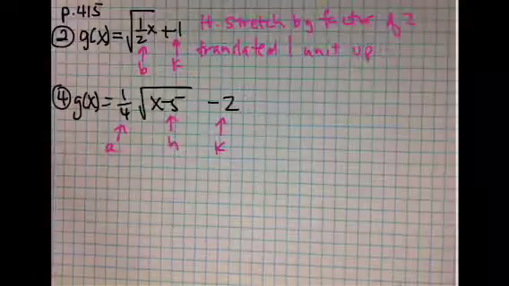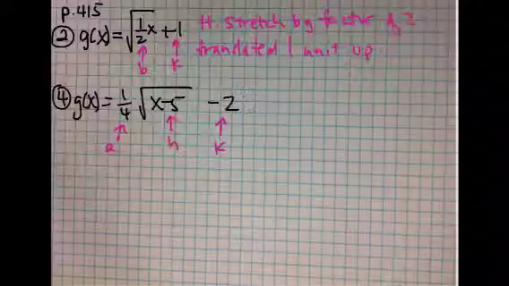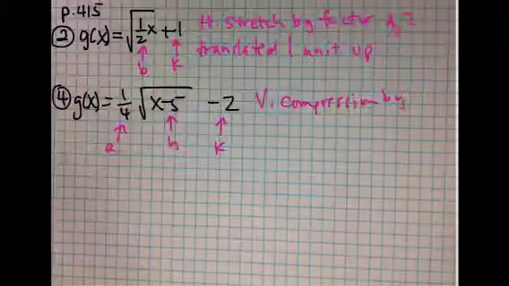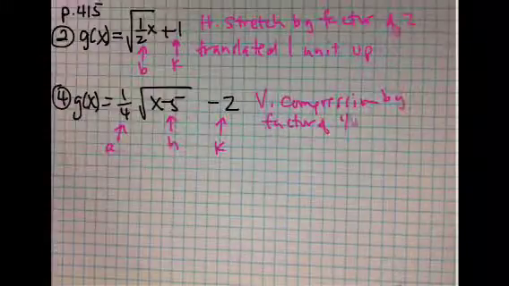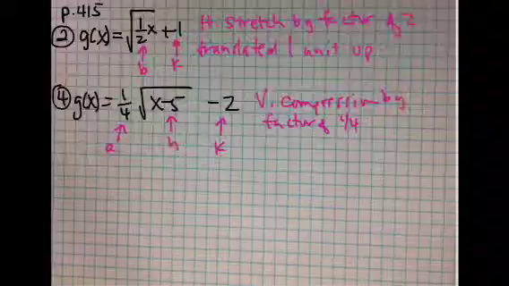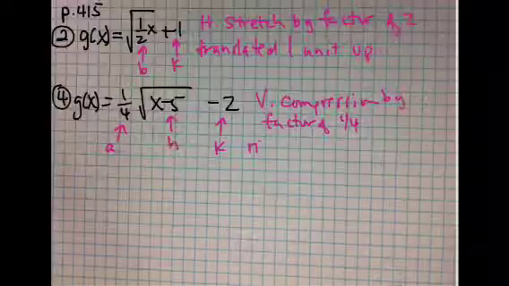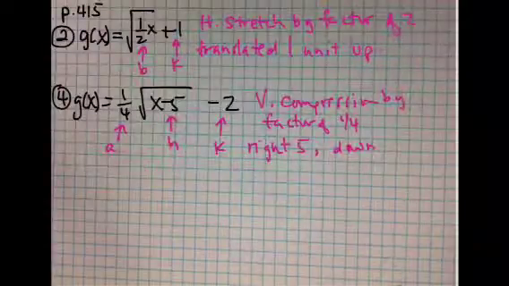Okay, for number 4, the a is 1/4, the h is 5, and the k is -2. So this has a vertical compression by a factor of 1/4. Okay, so for a, you do what it says. There's no reciprocal there. And then you're going to move right 5 and down 2.